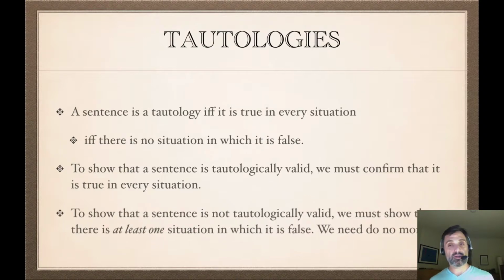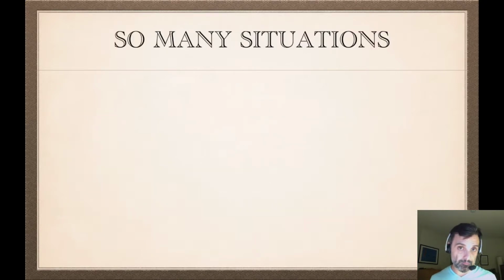And if we want to show that a sentence is not tautologically valid, we need to show there's at least one situation in which it's false. Note that once we've found a situation in which a sentence is false, we know it's not a tautological validity, and we don't need to worry about any other situations. Maybe it's false in other situations, maybe not, it doesn't matter. Once we found one situation in which it's not true, we know it's not a tautology.